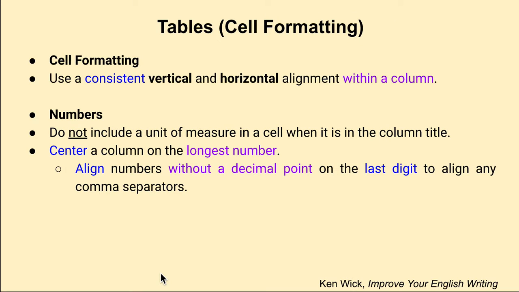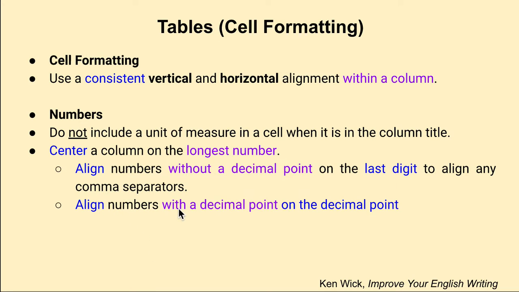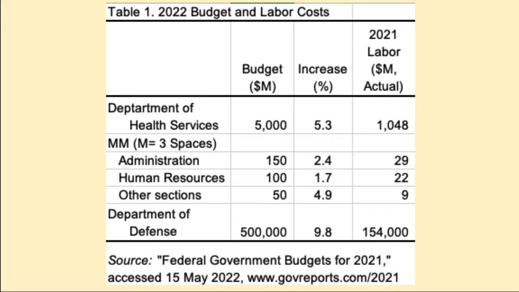Getting back to here, align numbers with a decimal point on the decimal point. And the next thing says use the same number of decimal places. You can't have one number with one decimal place and another with two. Going back to this example, notice in this column all these numbers are aligned on the decimal point, and they all have one decimal place. You wouldn't want this one to have one decimal, this one two, this one three, this one one, this one two. They all need to have the same number of decimal places, and you line them up on the decimal.